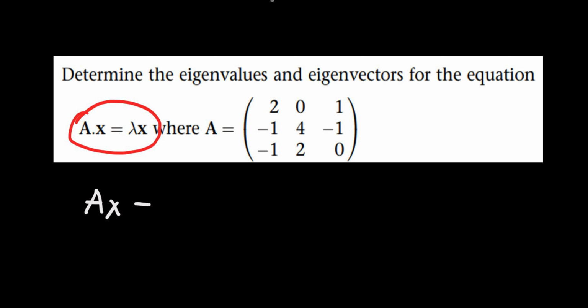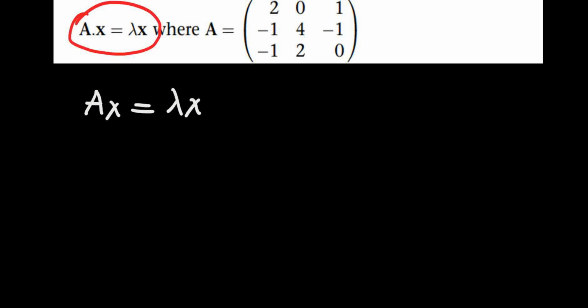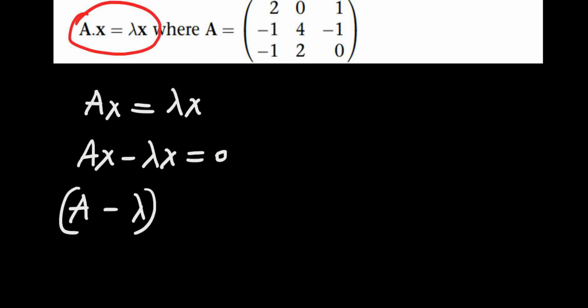And we have Ax equals lambda x. So we can simply subtract lambda x from both sides, and this would give us Ax minus lambda x equals 0, and we need to factor x from the left side, and this would give us (A minus lambda) times x equals 0.